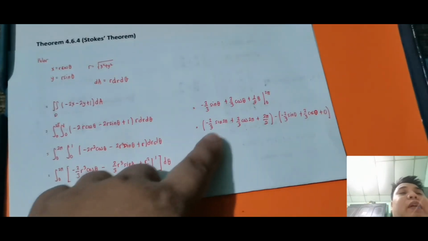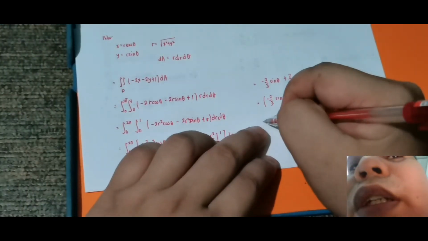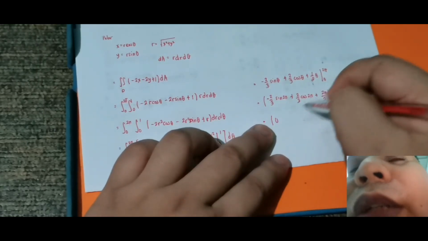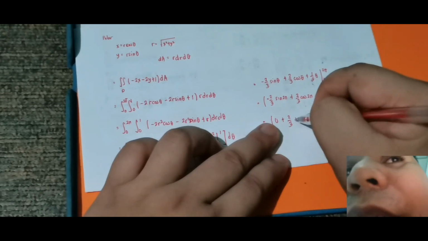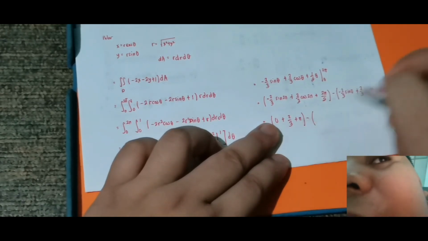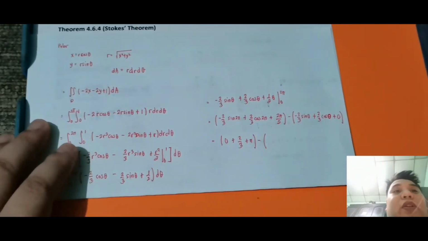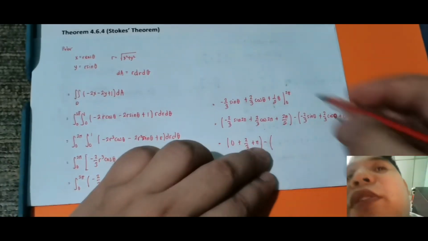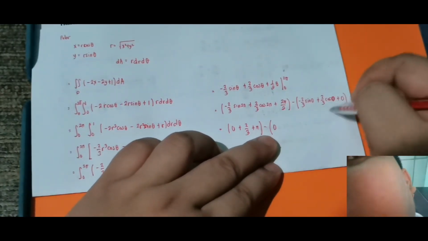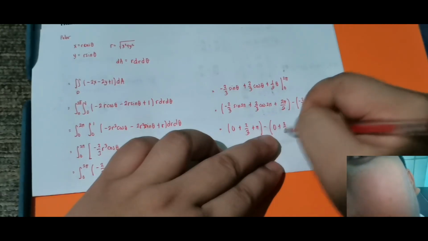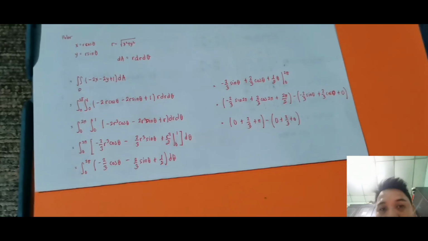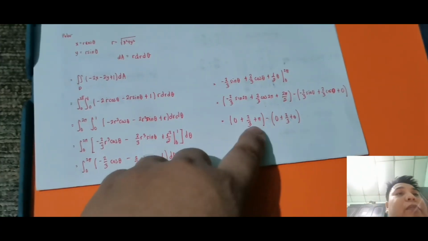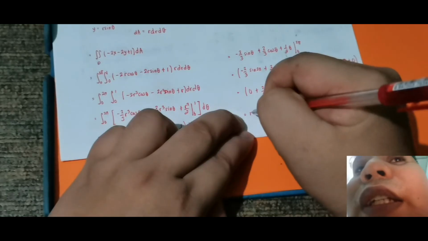Okay, so this is just sine 2 pi is the 0. So itong part na to lumalabas na 0. Itong part na to lumalabas na 1, o plus 2/3. Then itong part na to is just simply plus pi. Then minus, itong part na to is 2/3 sine 0, sine 0 is just 0. Then this is just plus 2/3, then plus 0. Okay, so lumalabas na ang sagot is just 2/3 minus 2/3 is just 0, then pi lang yung matitira. So therefore, ang sagot lang natin is just pi.